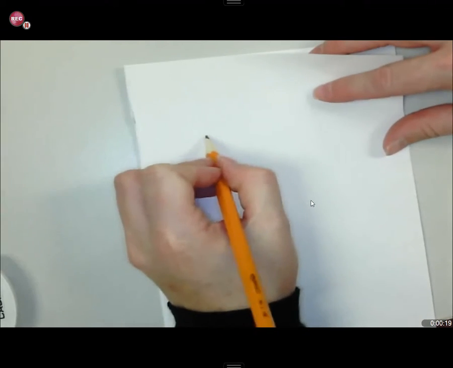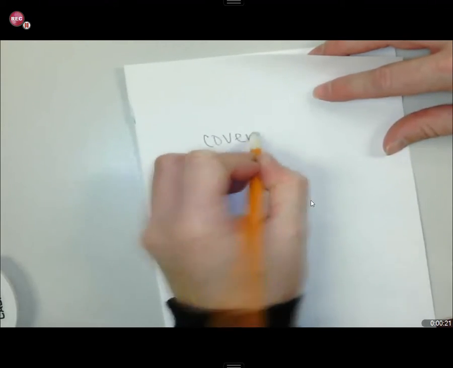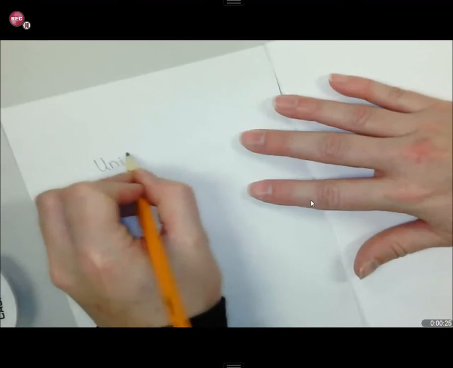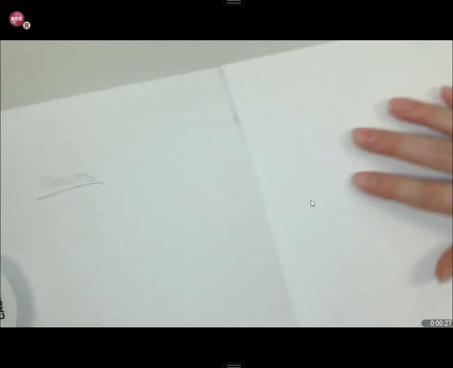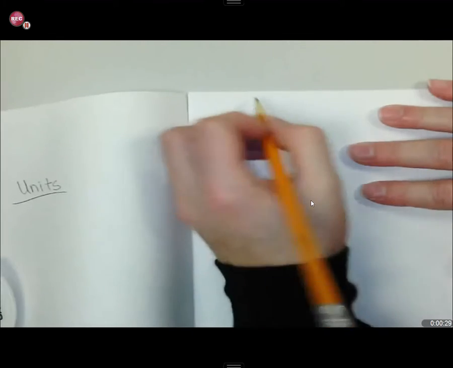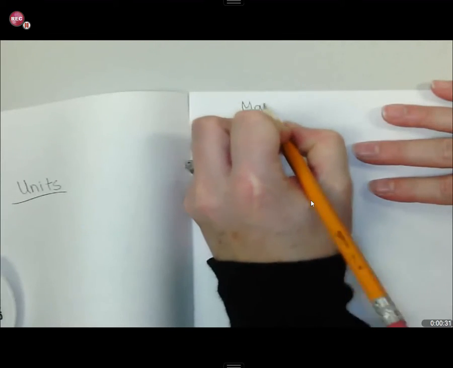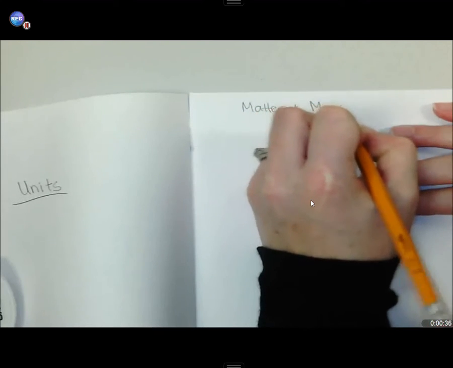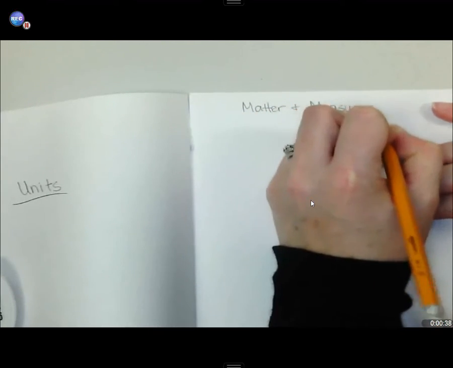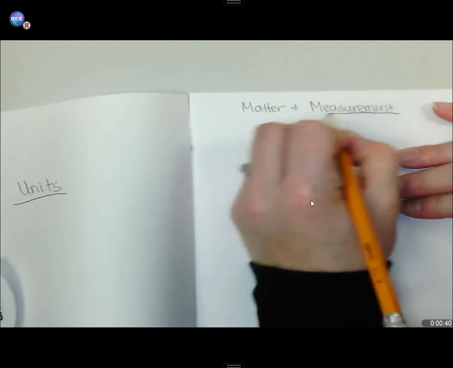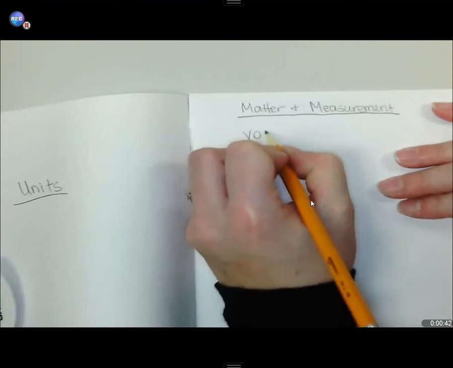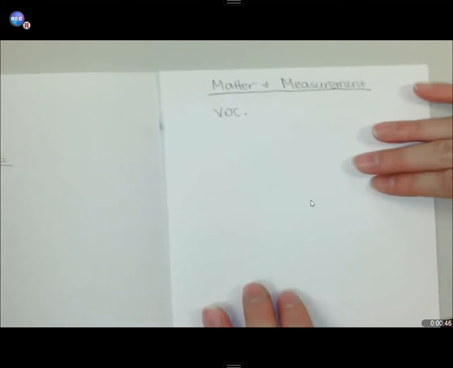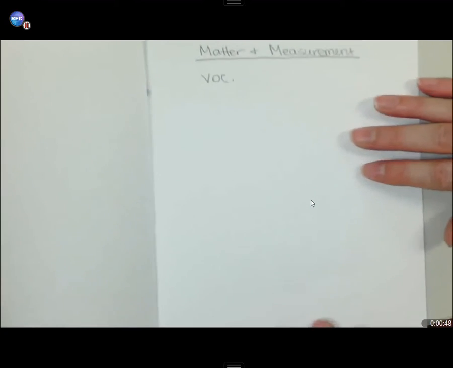So of course this is your cover page, midterm review, your name. This is your units. And then over here, this is where we have the first unit, which is matter and measurement. Now, you should have vocabulary down here from yesterday. Make sure you have that completed. Take a picture and upload it for me, please.